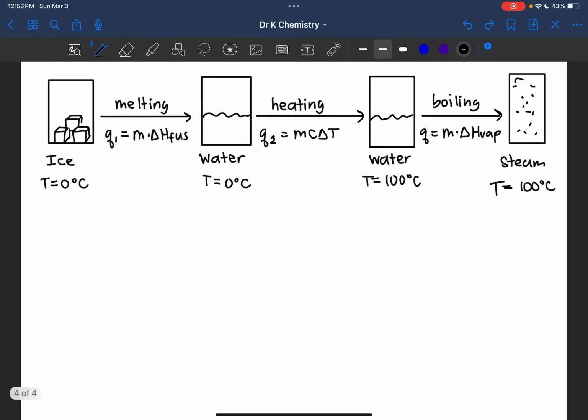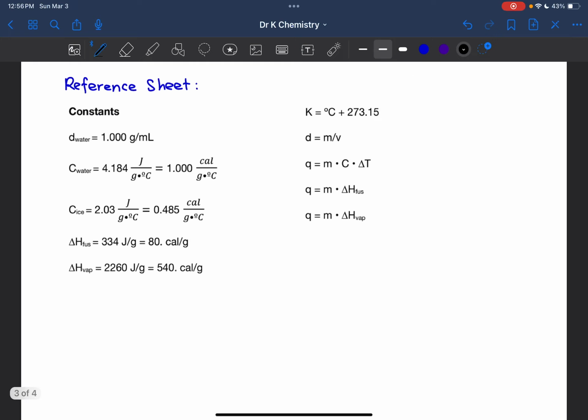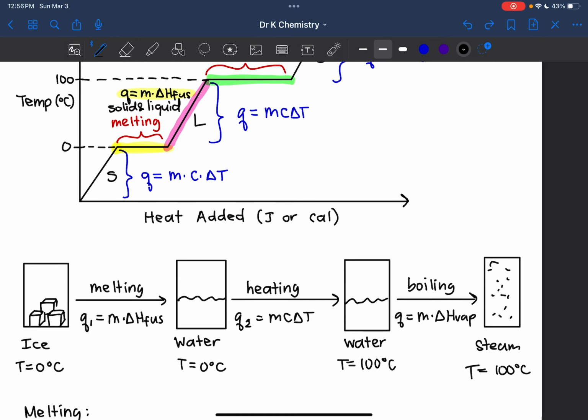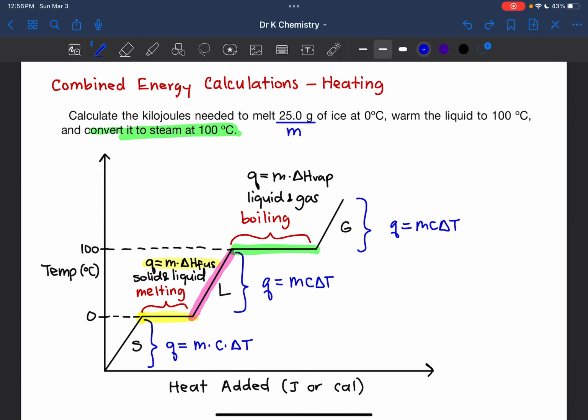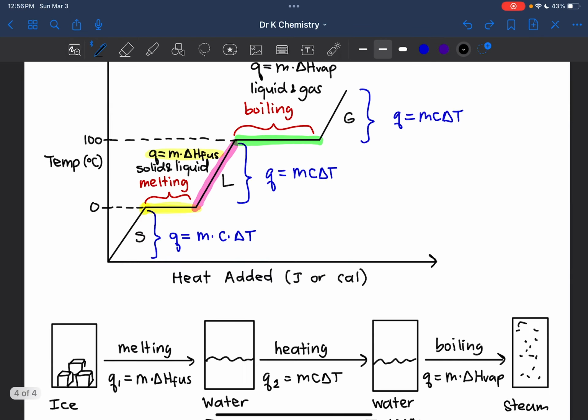Okay, I'm going to do this step by step. So for melting, we said our Q. So I'm going to look that up. And it looks like we're using the 334 joules per gram. And the mass just came from the problem. That was 25.